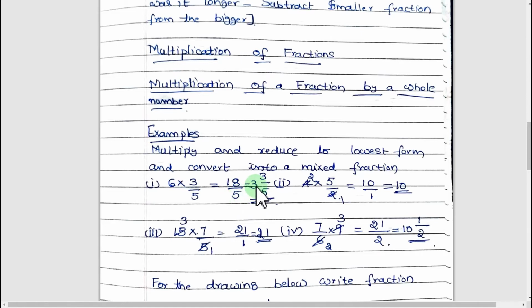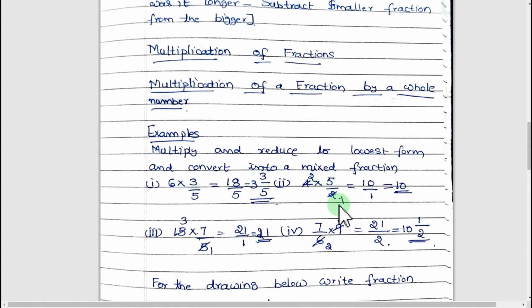And 18 minus 15, you get 3. So you have to subtract 18 minus 15. Again 3 is the remainder. The remainder you have to write in the numerator. And the denominator here is 5. The same denominator will come here also. So 3 by 5.